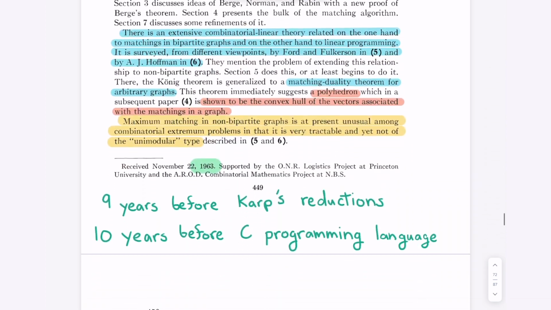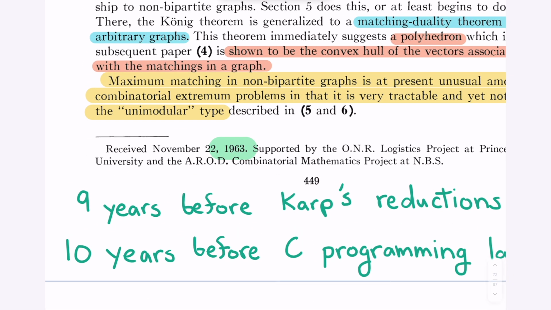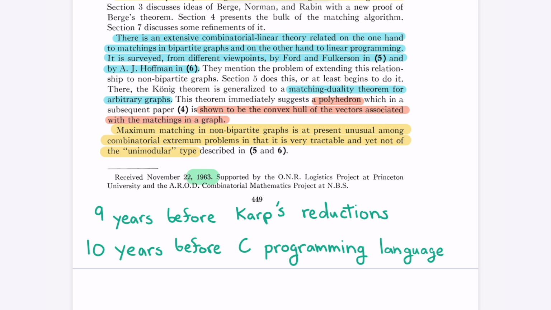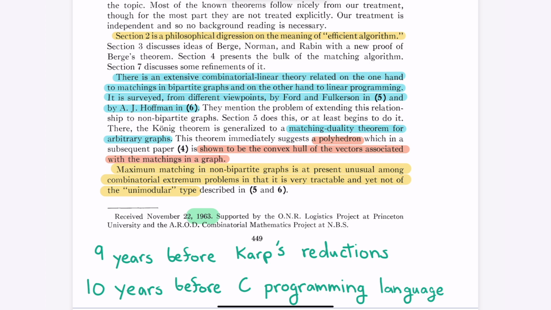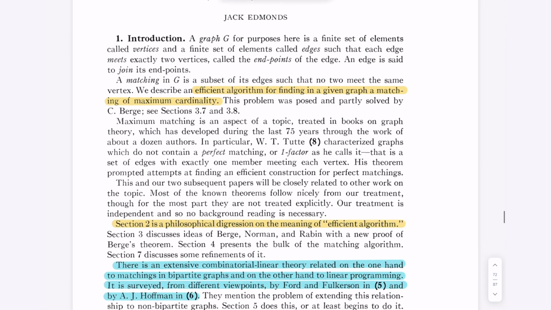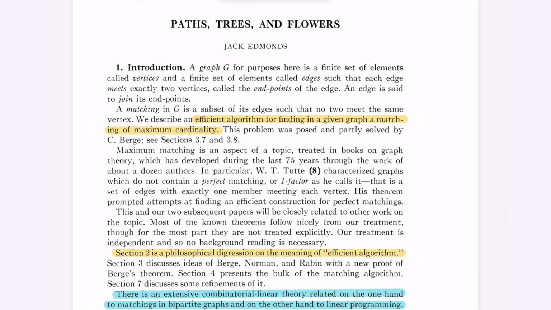So this is from 1963. So that's 10 years before Karp's reductions, and 10 years before the C programming language. We don't even really have a good model of computation. I guess Lisp has been around, because Lisp is always around, but we hardly have a reasonable model of computation. This is old-fashioned typesetting. Okay. So this is a very important paper historically.